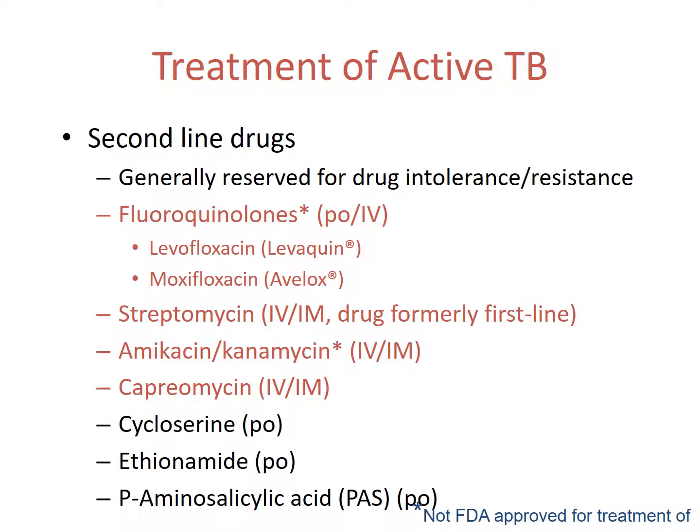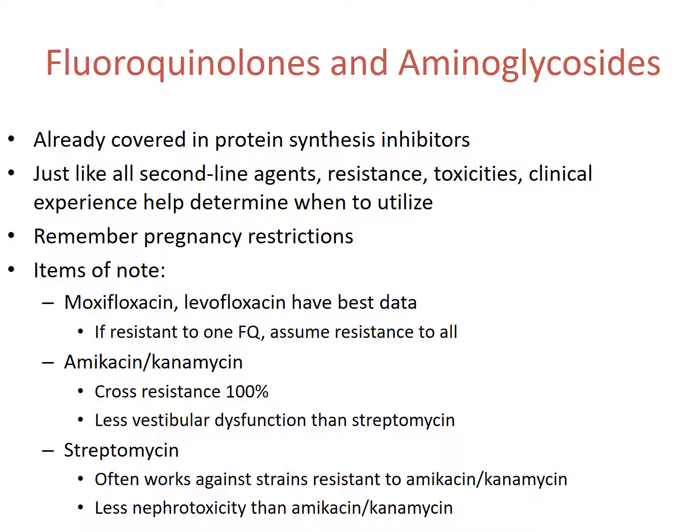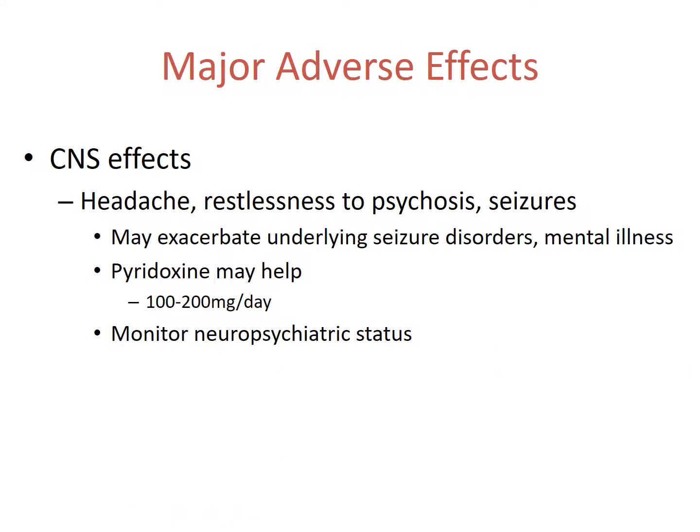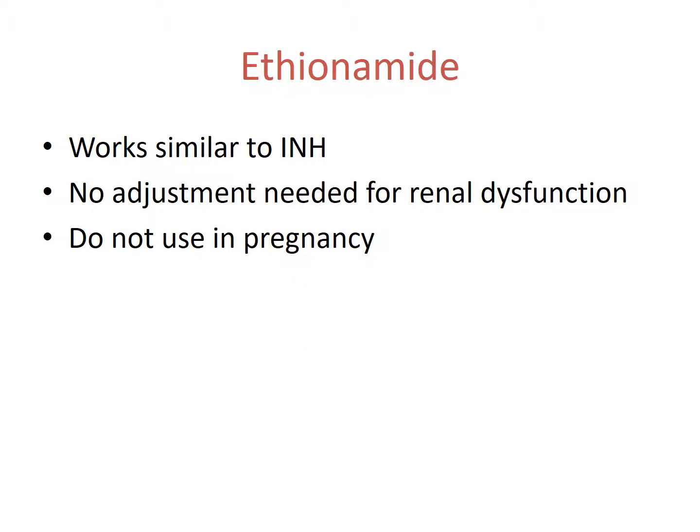Active TB is treated with fluoroquinolones, levofloxacin, moxifloxacin, streptomycin or capreomycin, cycloserine or P-aminosalicylic acid. Now, fluoroquinolones are not protein synthesis inhibitors, but they can inhibit DNA gyrase or DNA topoisomerase. You have moxifloxacin, amikacin, and cycloserine works against gram-positive and gram-negative organisms and inhibits cell wall synthesis. It can cause headaches, and pyridoxine supplementation may be required.